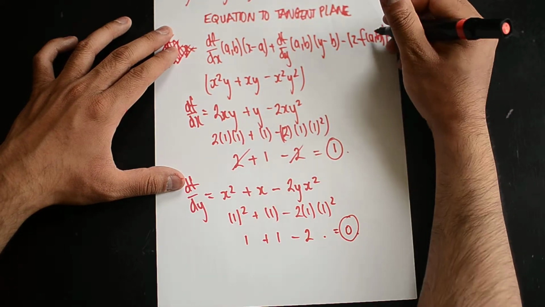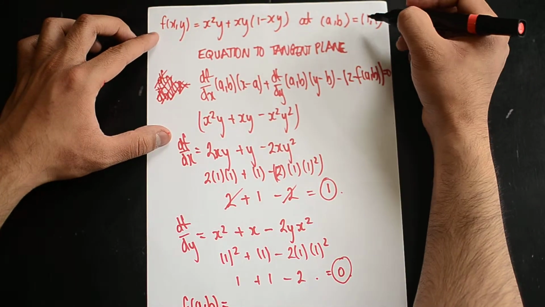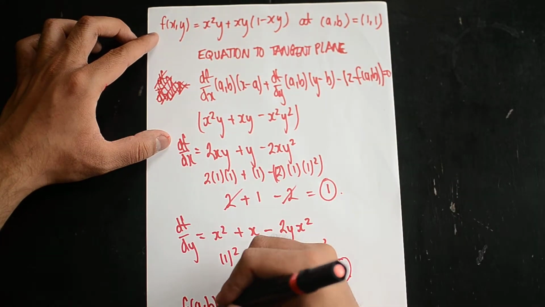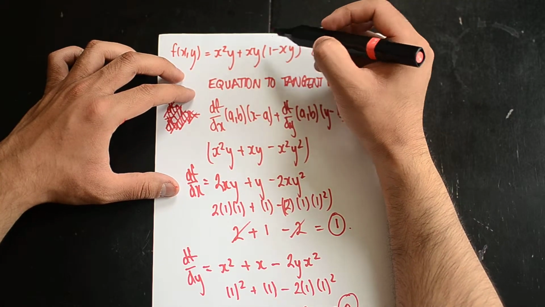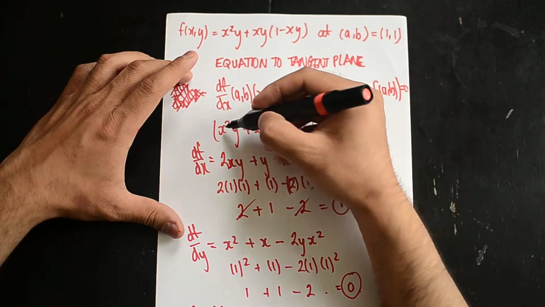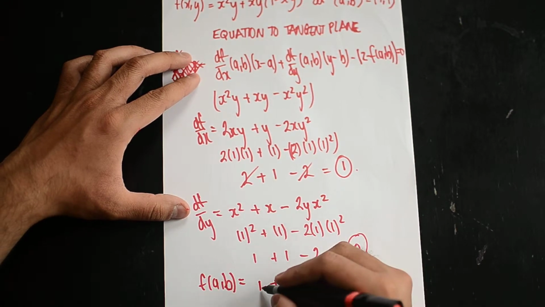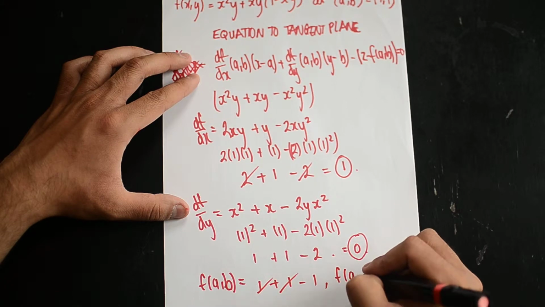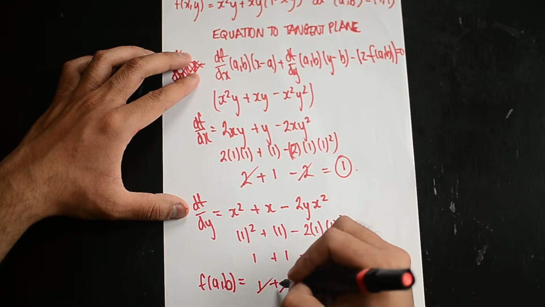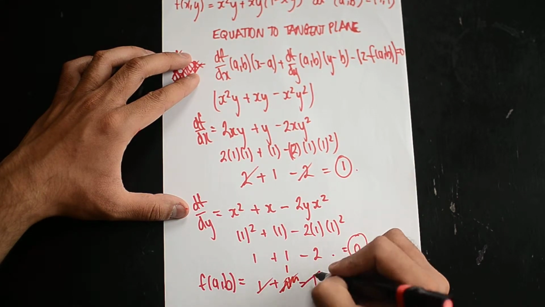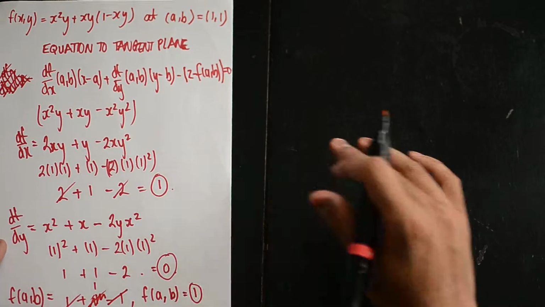And now let's do f(a, b). So now f(a, b), that's when the function here has (a, b) plugged into it. So you'll have 1 squared times 1 plus 1 times 1, brackets 1 minus 1 times 1, blah blah blah. Or plug it into this. So you'll get 1 plus 1 minus 1. I crossed out the wrong thing there. This shouldn't have been crossed out, this should be crossed out. 1 plus 1 is 2, minus 1 is 1, equals 1.